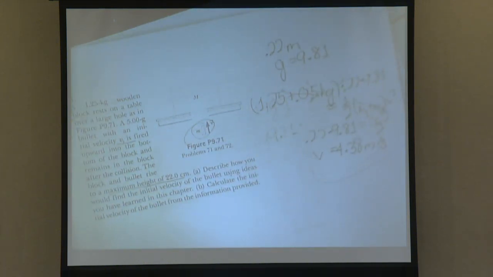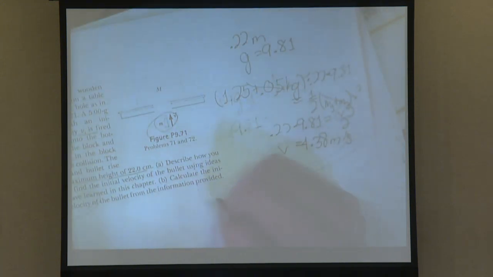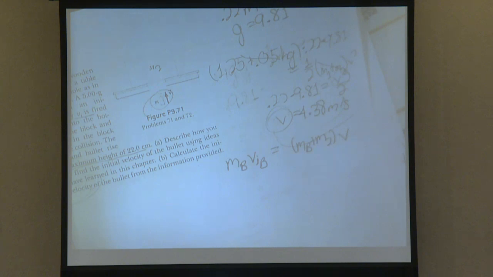But we still don't know the initial velocity of the bullet, which is what we're trying to find. The only way you can do that is by using conservation of momentum. You know that the bullet was moving at first. So the mass of the bullet times the initial velocity of the bullet is going to be equal to the mass of the bullet plus the mass of the block, the combined mass, times this velocity right here.